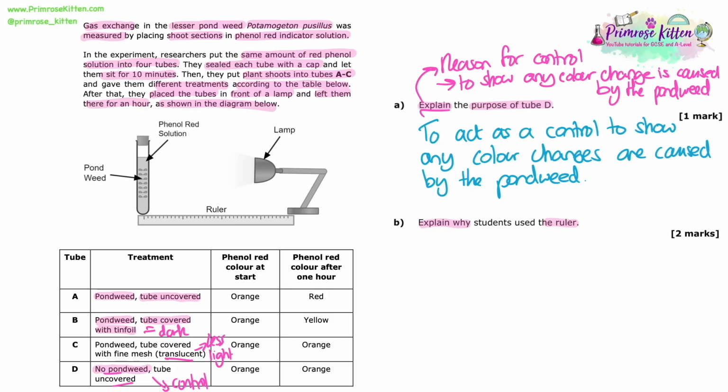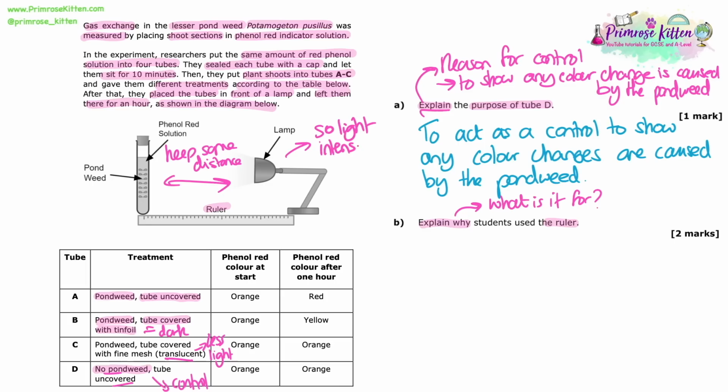Explain why students use the ruler. So again, we've got a piece of equipment. It's asking us to explain it. So why are we using it? What's the point? Why is it important? Obviously it's to keep the same distance between the lamp and all of the tubes. So they must have measured that they all had the same distance from the lamp. But why is that important?